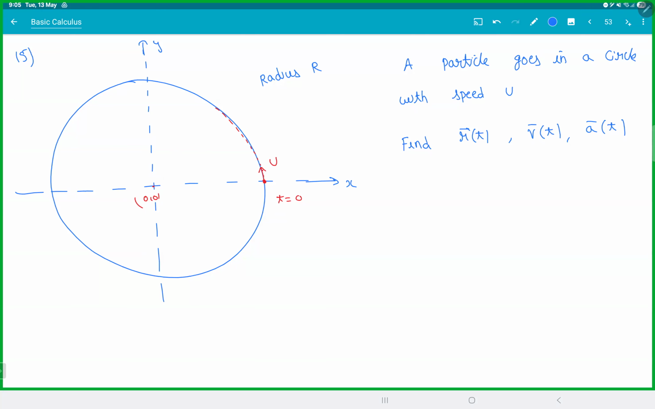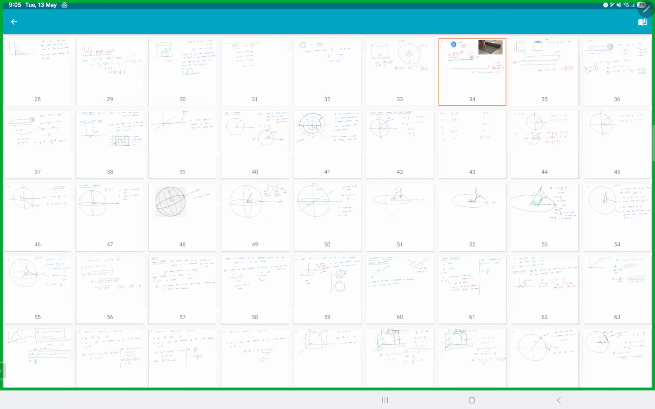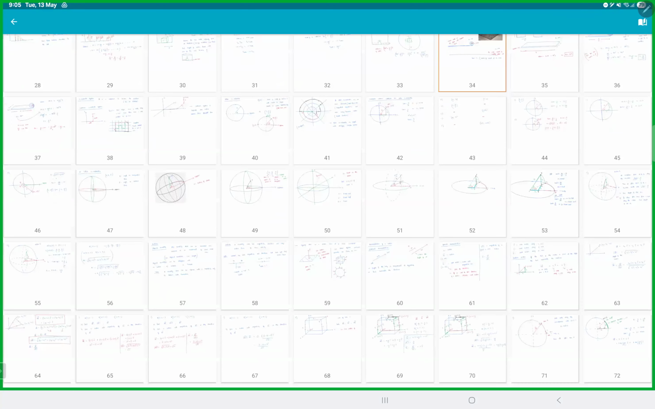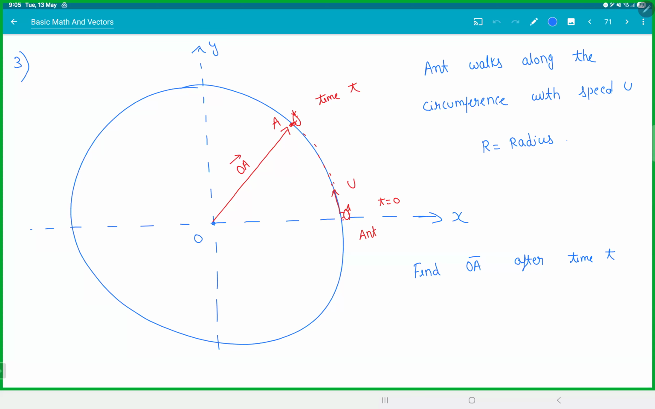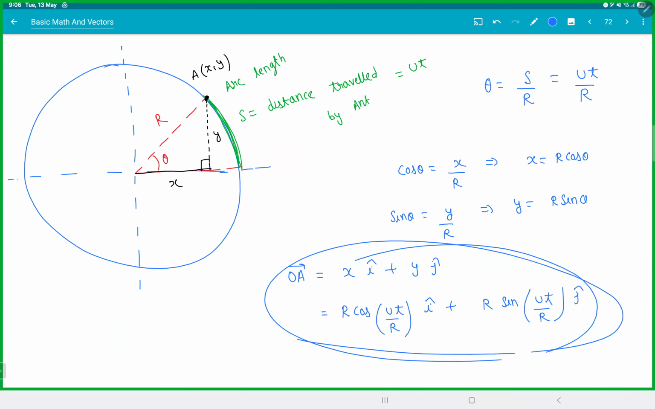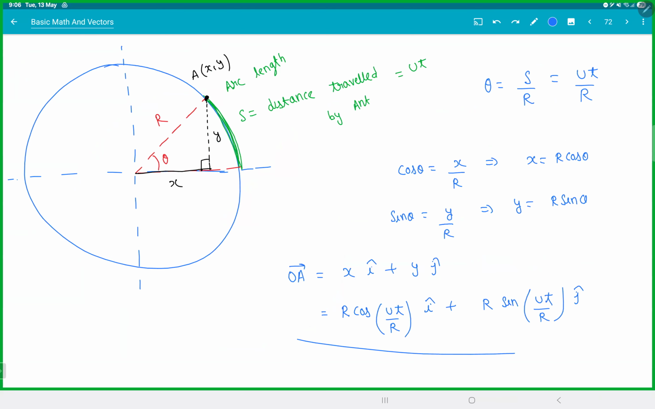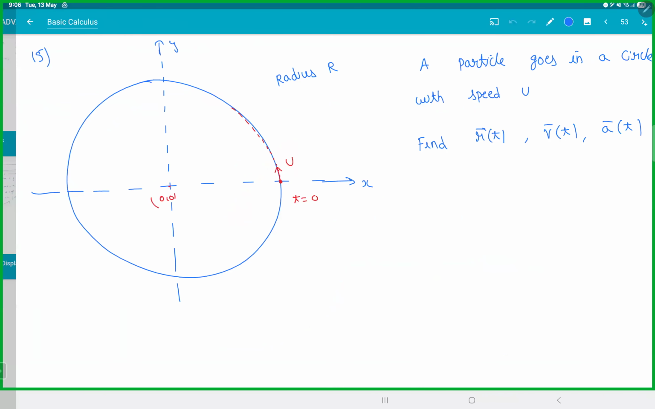Start with the first one. And the first one we have actually done before. In case you don't remember, do you guys remember this question? An ant is walking along the circumference with speed v. Find OA bar as function of time t. This was a position vector, isn't it? So this was done in vectors. So we are just repeating it again. Get it?